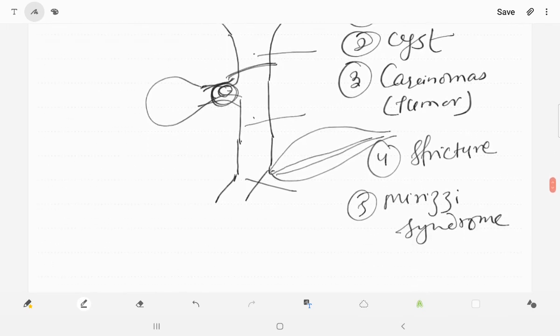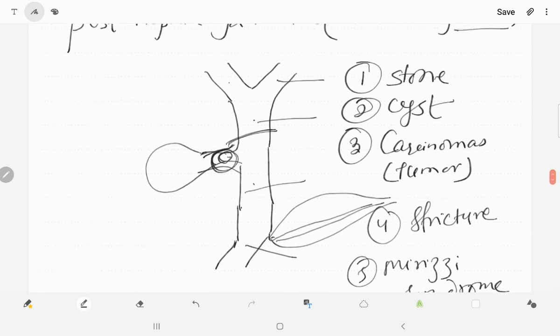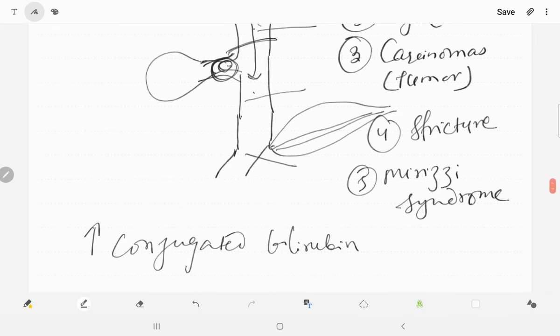In obstructive jaundice, there is rise in conjugated bilirubin. Since bilirubin has been conjugated, but during its flow it was not given its way and it regurgitated back into liver and then into circulation.